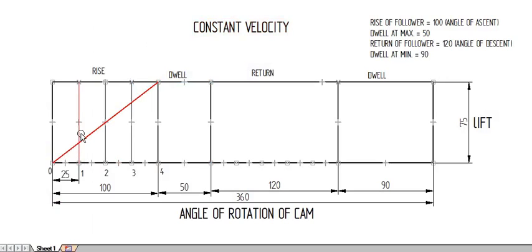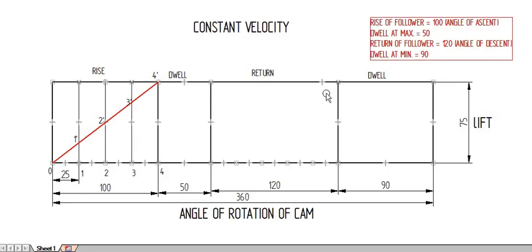I am marking the intersection between the vertical line and the inclined line as dash points. That is, if it is with the 1, it will be 1 dash. If it is with the 2, it will be 2 dash. If it is with the 3, it will be 3 dash, and if it is with the 4, it will be 4 dash. So the first section is rise. For constant velocity, the diagram will be just drawing the diagonal. So I have drawn the rise.